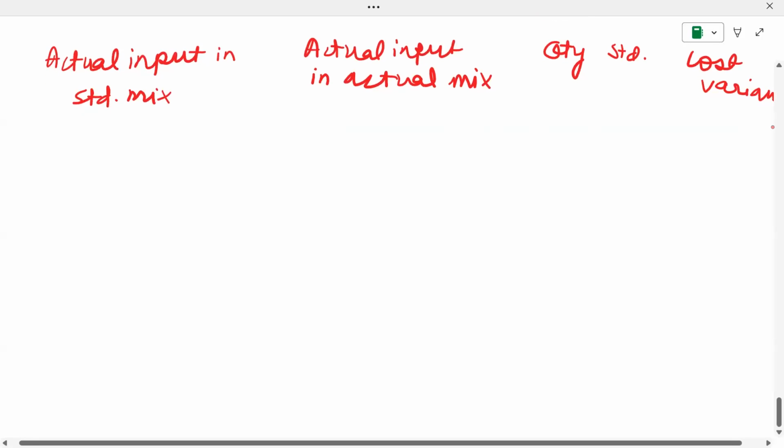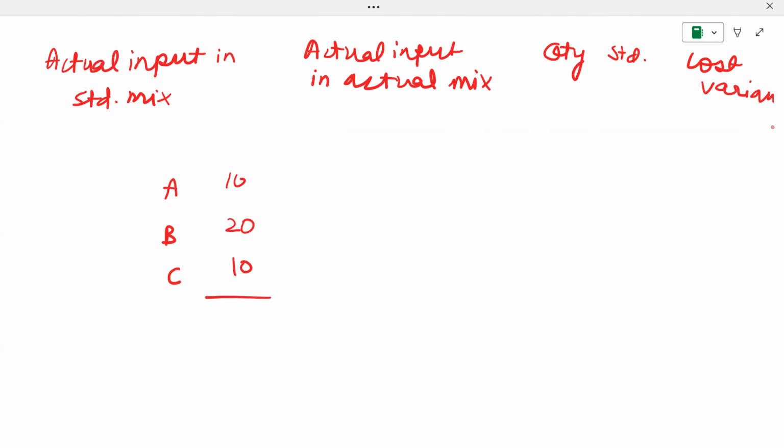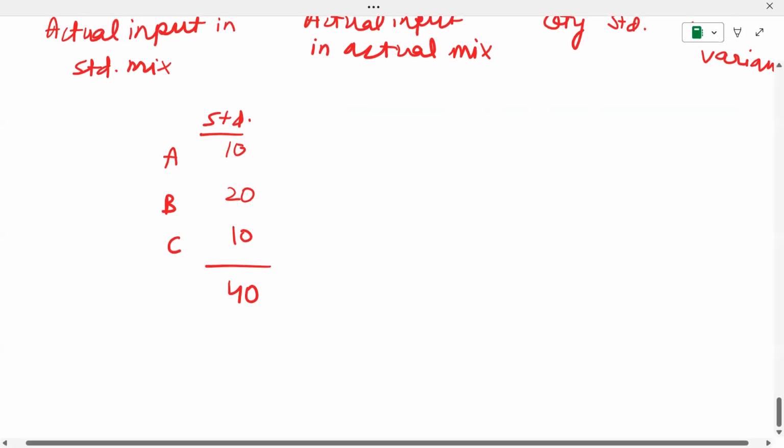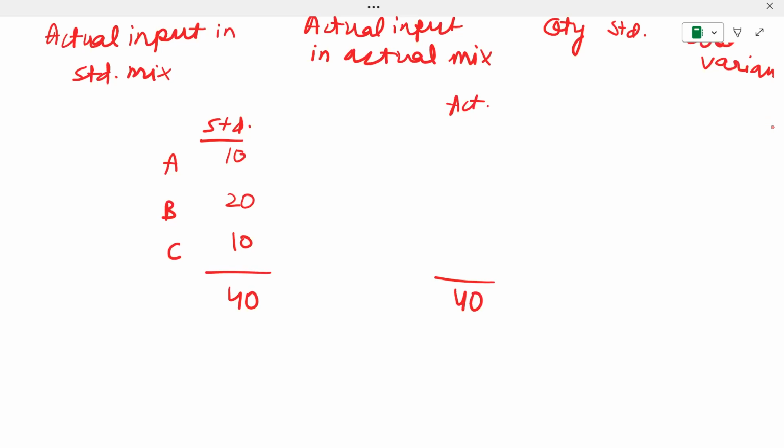So let's suppose there is a production that we are doing for a commodity, a good, and it's supposed to have 10, 20 and 10. So in total it adds up to 40. So this is the standard cost card, how much the material should be going for 1 unit. And let's suppose we have in total produced 1 unit itself of 40. And what we have done is we have taken 15 of this, and let's suppose 20 of this, and 5 of this.